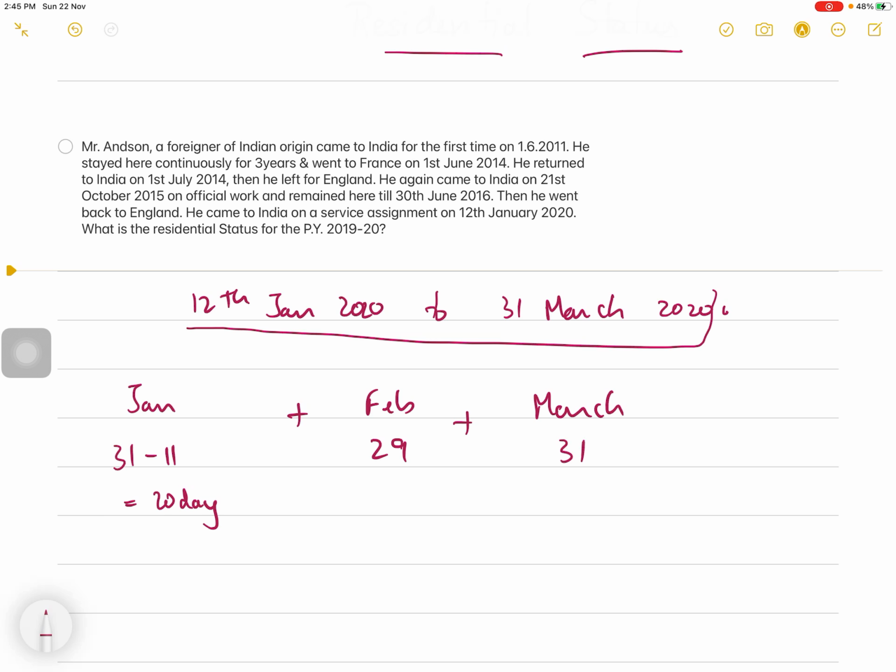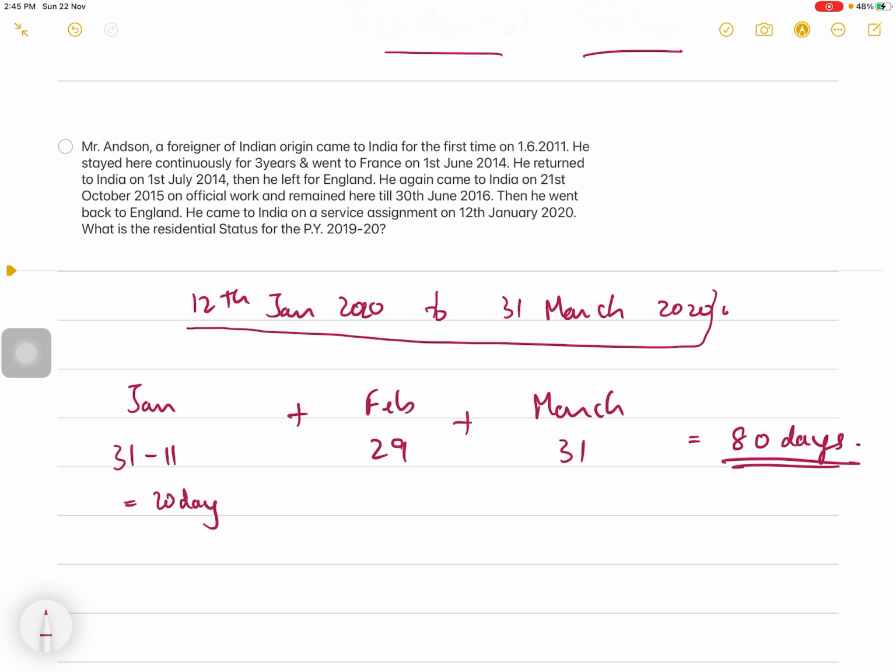for 31 days. So during the previous year 2019-20, assessee, that is Mr. Anson, a foreigner of Indian origin. So a foreigner of Indian origin is coming to India. So in that case second basic condition is irrelevant. So 20 plus 29 plus 31. 49, 50, 60, 70, 80. So this comes to 80 days. Okay, so Mr. Anson, during the previous year 2019-20, he was there in India for only 80 days.